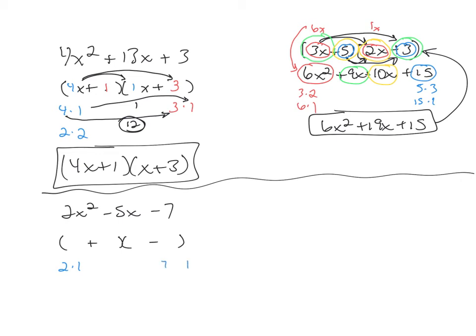7 times 1. Oops, let me change the color so I can be consistent. The difficulty here is, if I did 7 times 1, that's 7. I want negative 7. So it's either negative 7 and positive 1, or it's positive 7 and negative 1. So it kind of doubles all the options of that last part, because you have to do positive this and negative this and whatever.